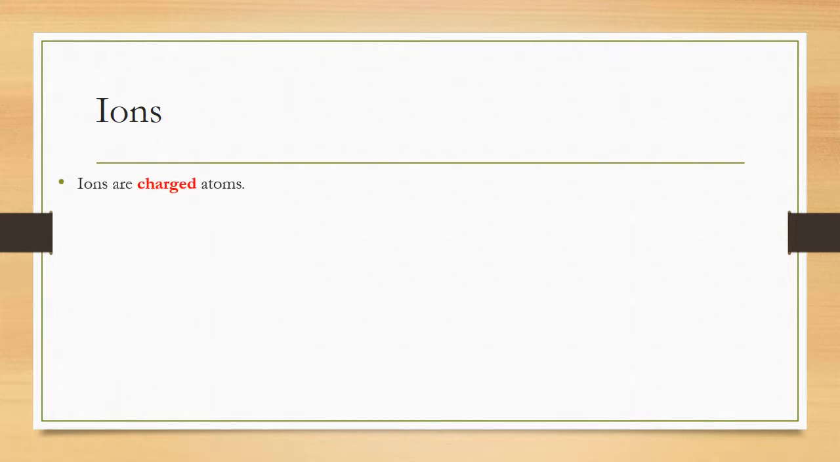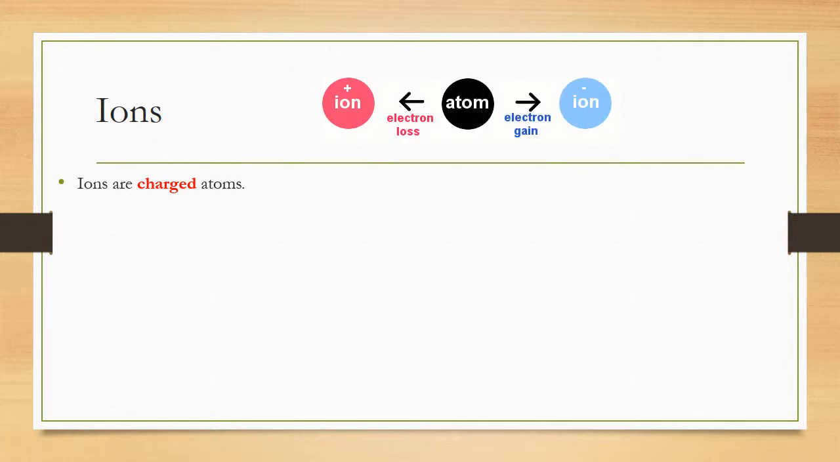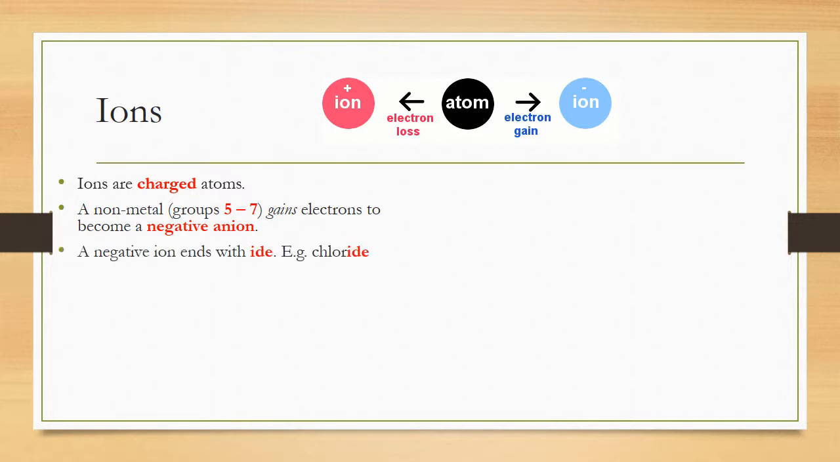So ions are known as charged atoms. They have a positive or negative charge. Either they lose electrons to become positive or gain electrons to become negative, because electrons are, of course, negative. So a non-metal from group 5 or 7 gains electrons to become a negative anion, and a negative ion then ends with "ide." For example, chlorine, which gains electrons, becomes the chloride ion. And a metal from groups 1 to 3 loses electrons to become a positive cation.